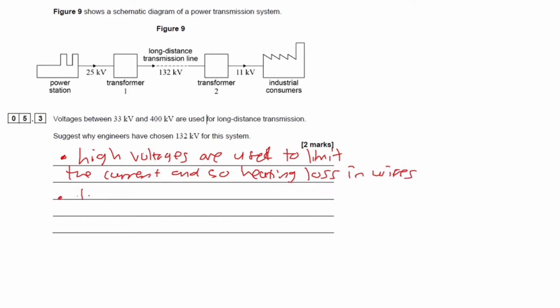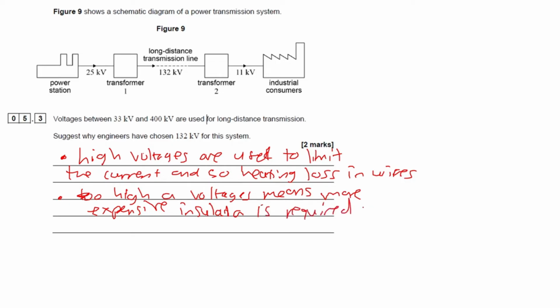But too high voltage means more expensive insulation is required. So they need to come to a compromise when it comes to the size of the voltage in the transmission lines.